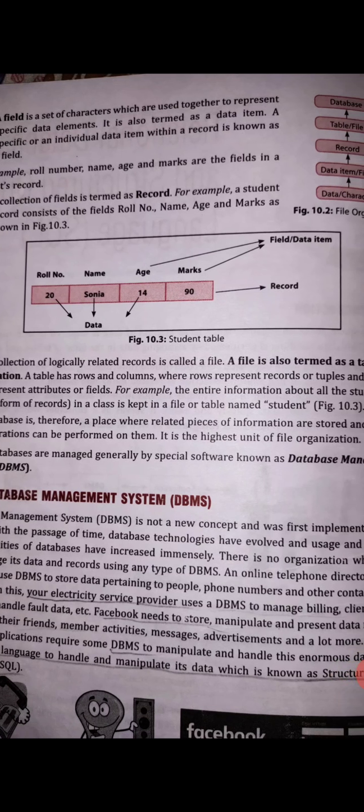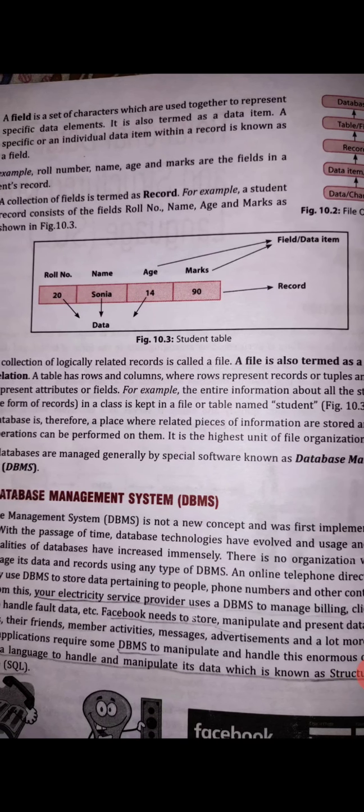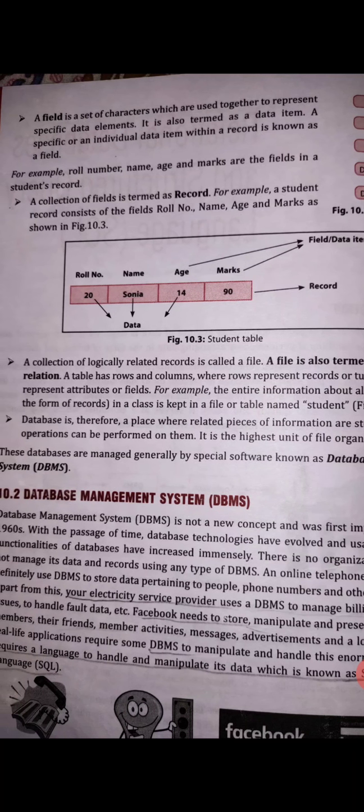You can see in the figure how clearly each individual name is marked as a field, and the whole row is considered as a record, because in the record the roll number, name, age, marks all come under the record. A collection of logically related records is called a file. So when the records are collected, that is known as a file.